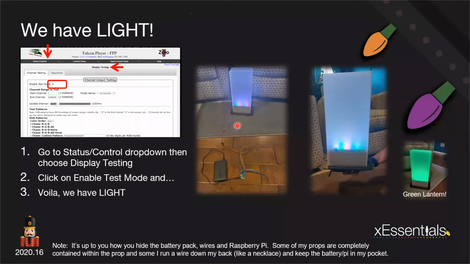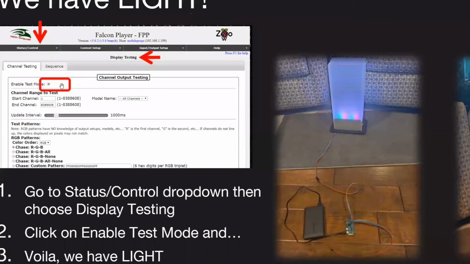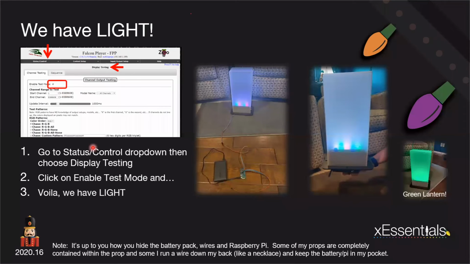All right, so we've hooked this thing up. This is where we were at. I know it says we have light, but walk through this with me a minute. If you go to Status/Control, there will be a drop down, and if you click on Display Text Testing and click on this Enable Test Mode. I guess I could have read it down here, sorry. Voila, you'll have lights.